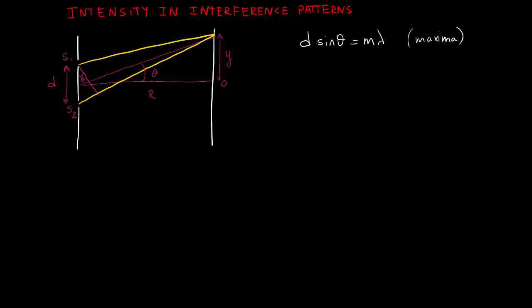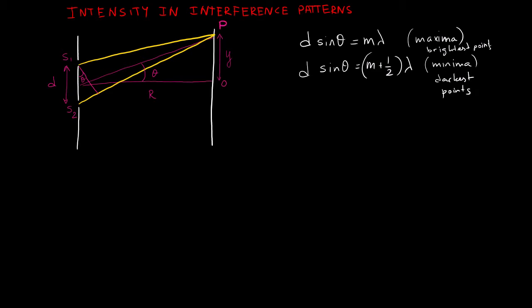Let's put maxima here, which is the bright fringes, and d sine theta equals m plus 1/2 lambda for minima, which are the dark fringes, darkest points. Let me just add here brightest points for the maxima, for your reference.